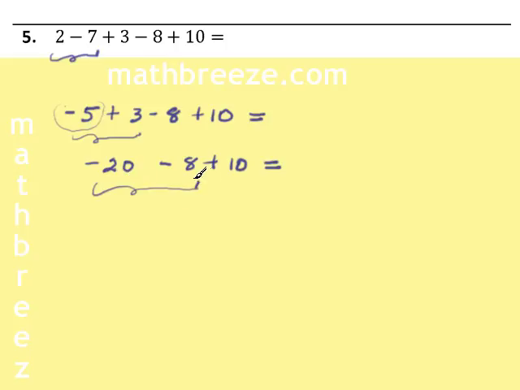Now we're doing -20, -8. We're going to treat this as an addition. A -20 and a -8 is a -28. When we add two negatives, we add in the usual way, and the answer is negative. Bring down this +10.